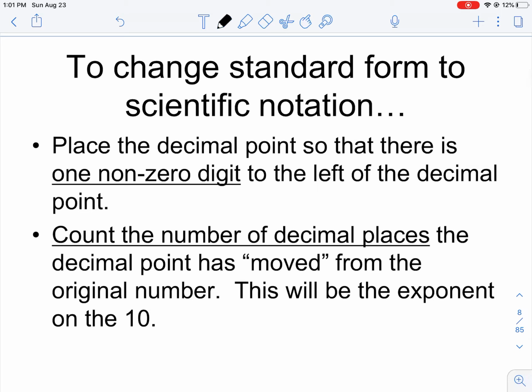Okay, so place a decimal point so that there is 1. So that's important, 1 non-zero digit to the left of the decimal place. And I'll show you what that looks like. And then, of course, count the number of decimal places. And this will be the exponent on the 10.